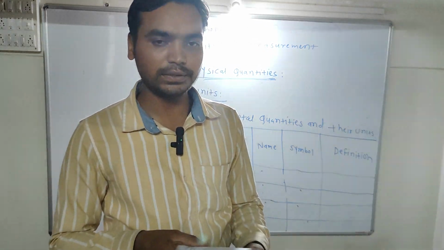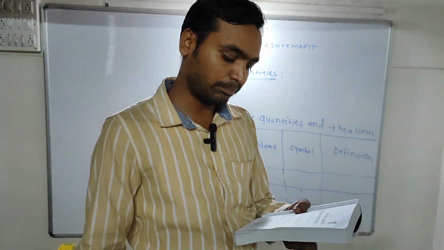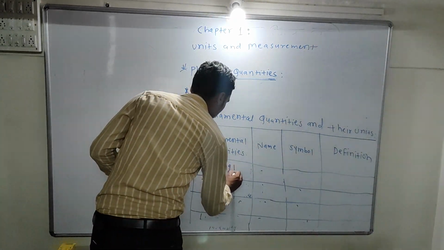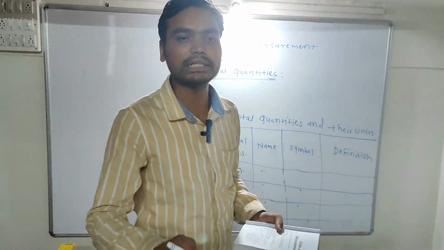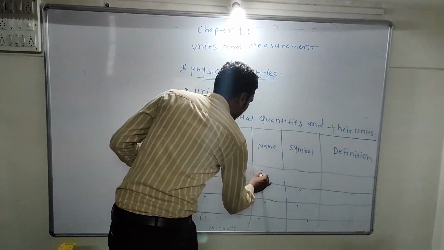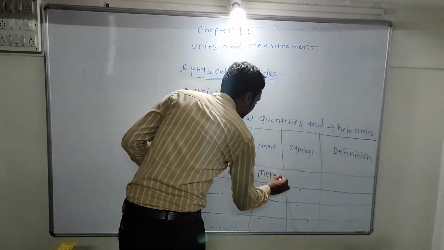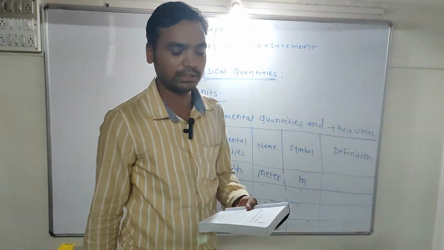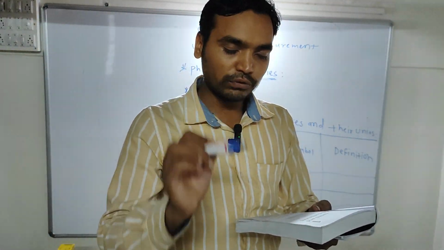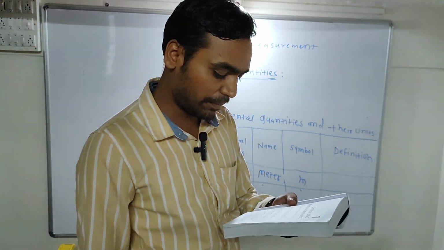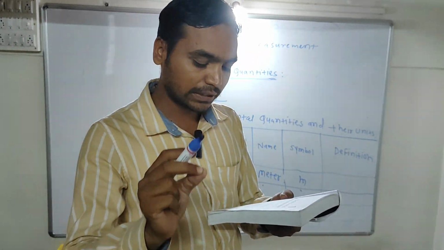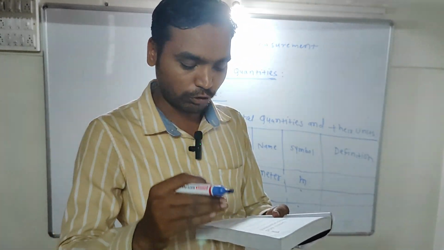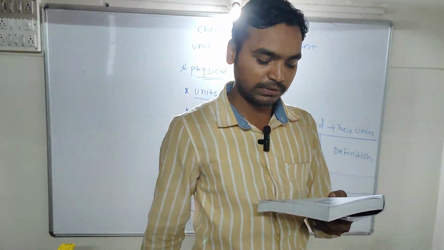Then we have to see the fundamental quantity length. What is the unit for the length? Meter, we know. M-E-T-E-R, meter. The symbol for meter is small m. Then we have to see the meter definition. The meter is the length of the path traveled by light in a vacuum during a time interval of 1 by 299,792,458 of a second, right?